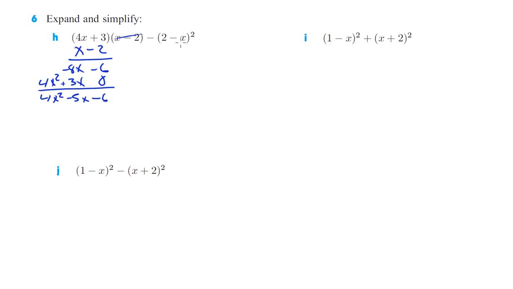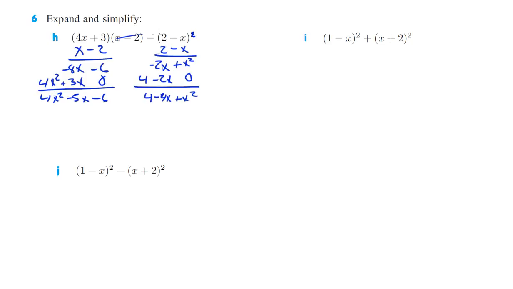And then we've got 2 minus x squared, so let's go 2 minus x and 2 minus x. Negative times negative is positive. X times x is x squared. Negative x times 2 is negative 2x. 2 times negative x is another negative 2x, and then 2 times 2 is 4. Okay, so that gives us x squared, negative 4x, and then that's a 4.